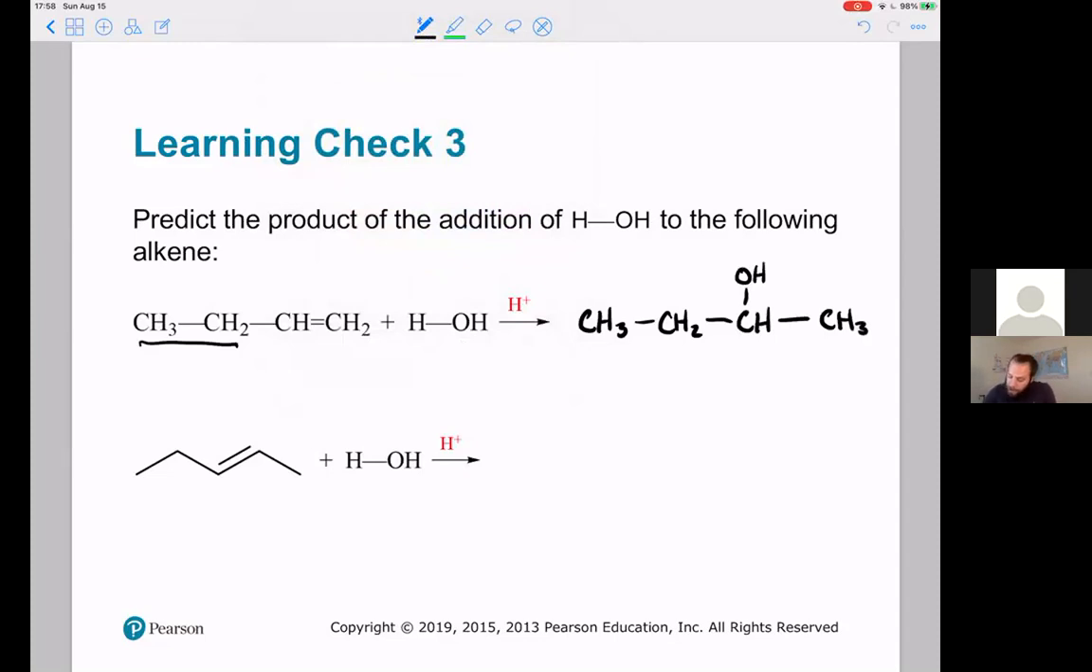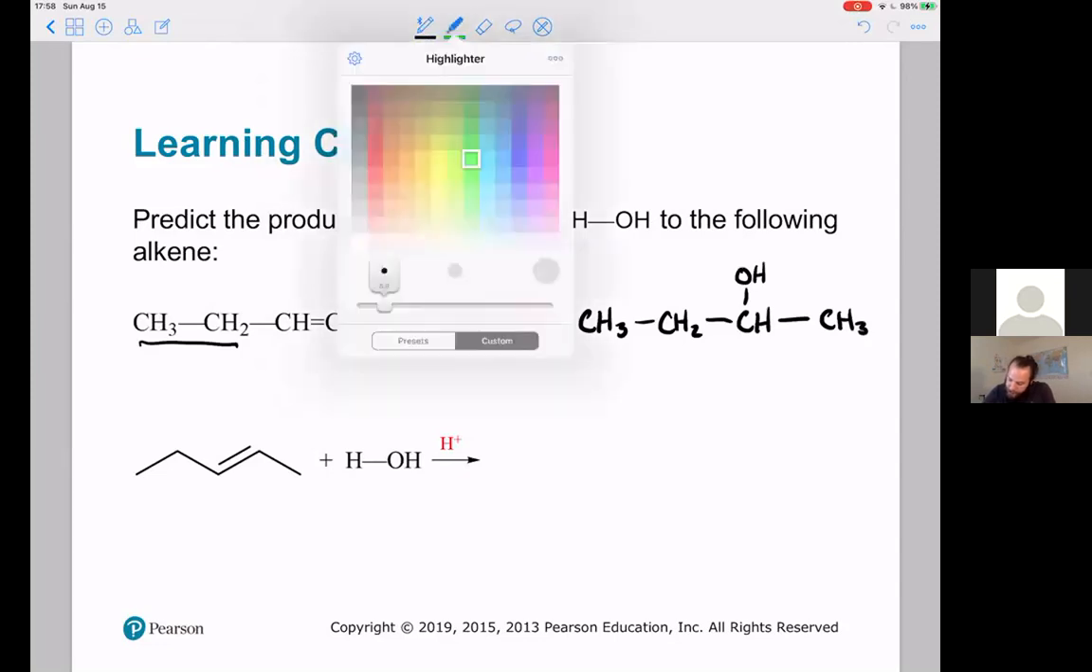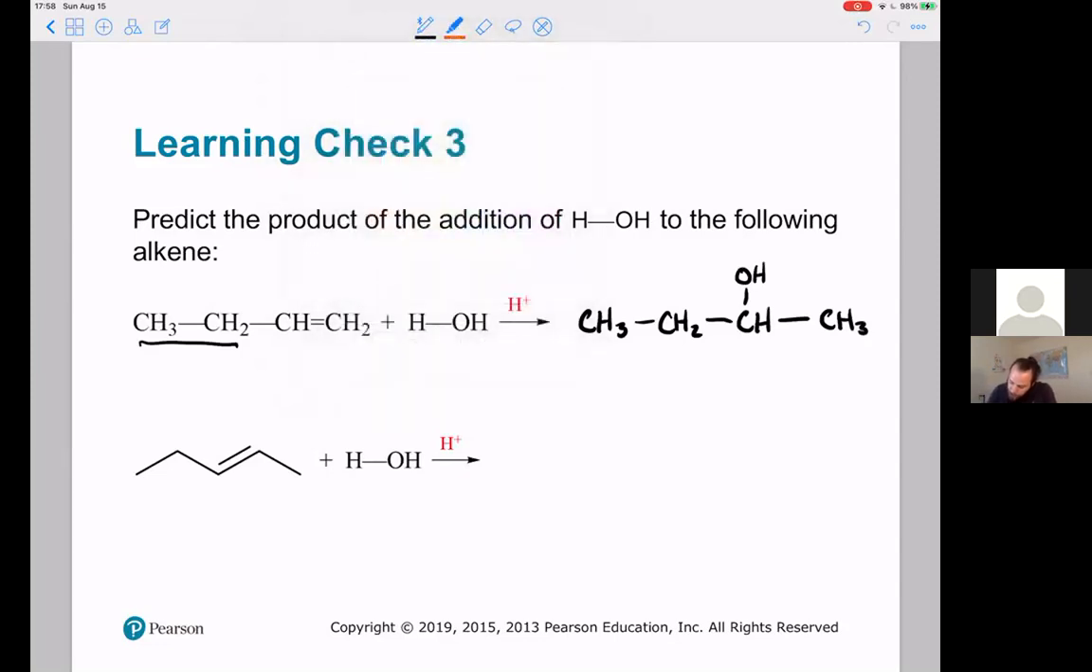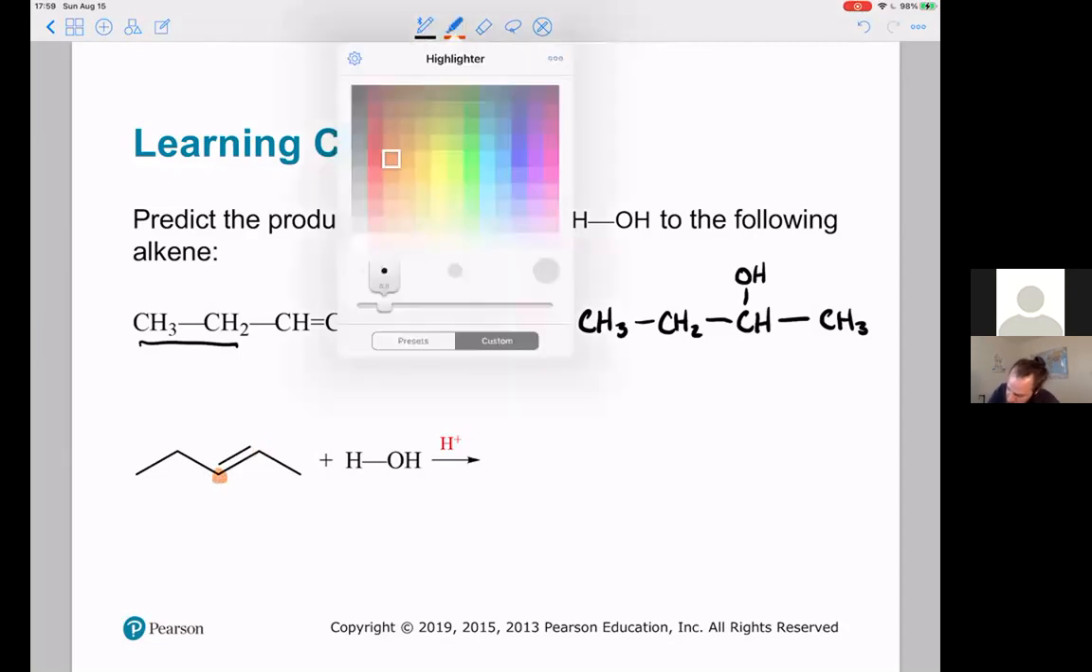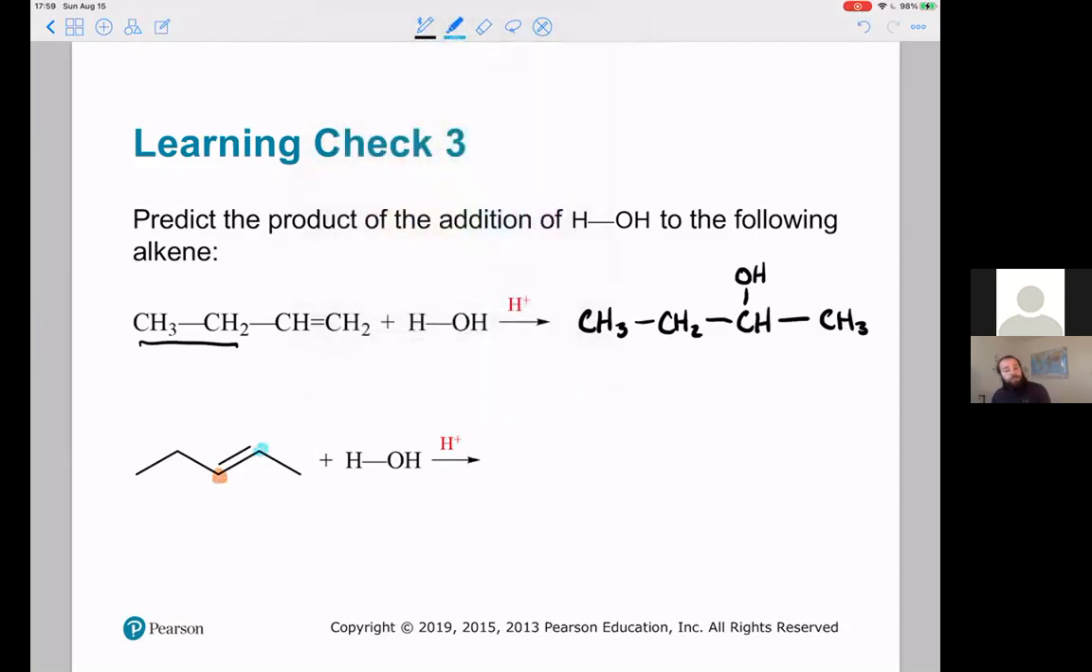Okay, now let's look at this next example. Notice that here now, as opposed to before, we had the double bond on like the end of the molecule. Here it's on the inside. So both of these carbons have 2 neighbors. My orange carbon has 2 neighbors and my blue carbon has 2 neighbors. So neither one of them are like more highly substituted than the other.